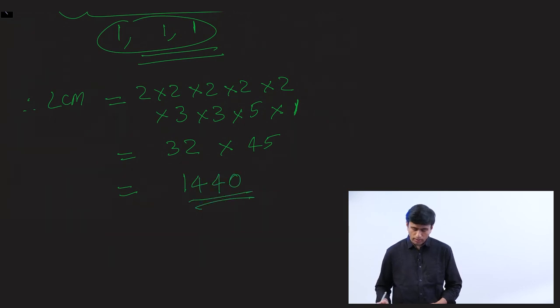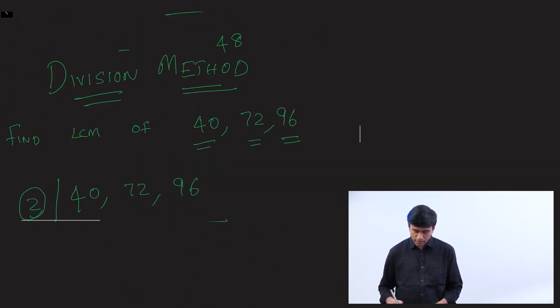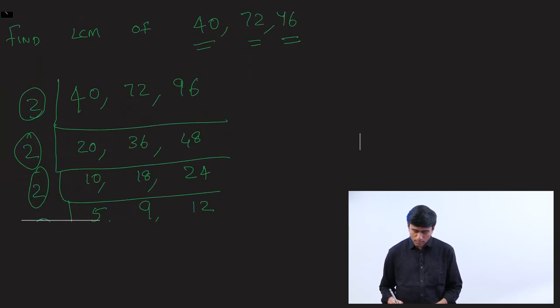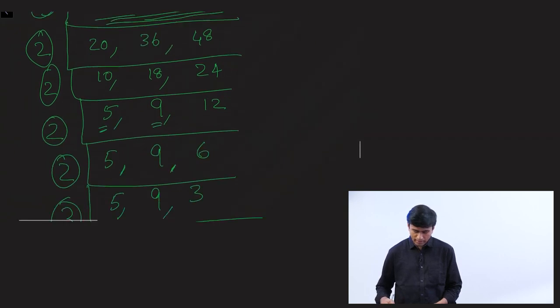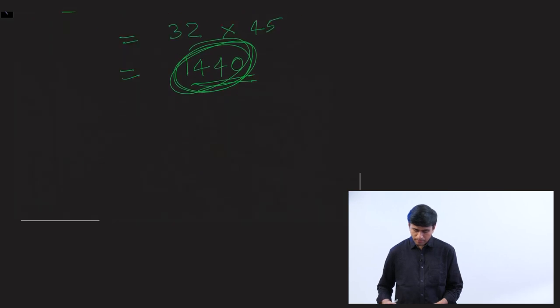This is how you can find the LCM of 3 numbers by division method. In division method, you have to find the prime factors of all the numbers given simultaneously. If 3 numbers are given, you find the prime factors of 3 numbers. If 2 numbers are given, you find the prime factors of 2 numbers simultaneously. And then after that, you multiply all the factors and the answer becomes your LCM.